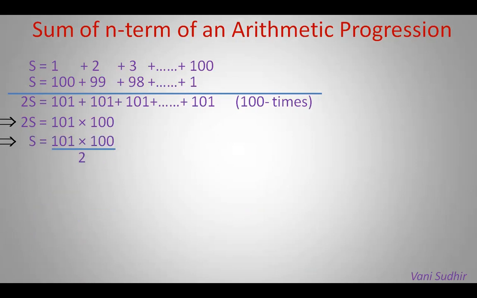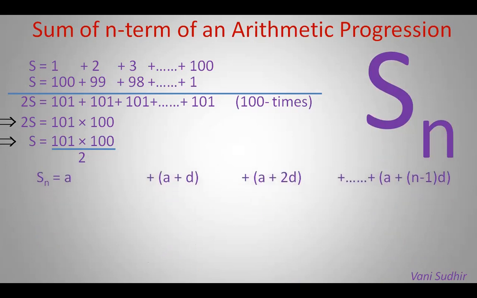Here let us use the same technique to find the sum of the first n terms of an arithmetic progression. It is denoted by Sn. We know the terms of an arithmetic progression: the first term will be a, the second term a plus d, the third term a plus 2d, and the nth term will be a plus n minus 1 d.